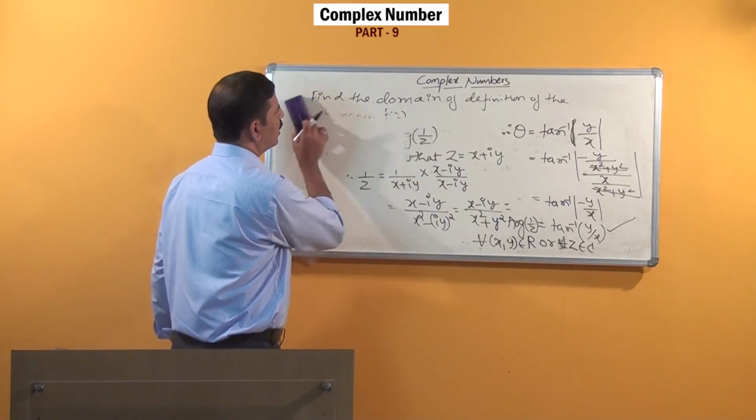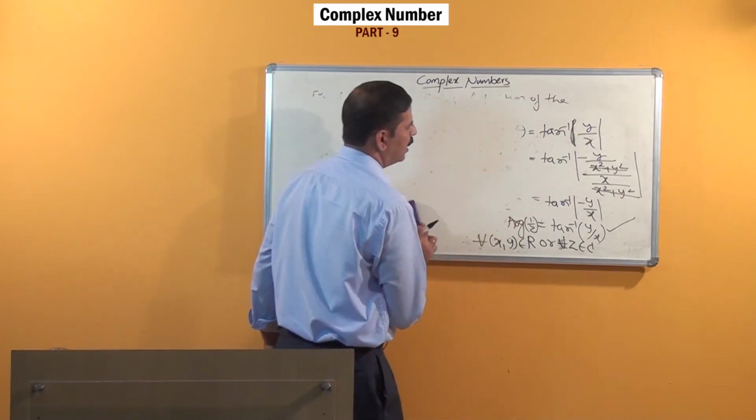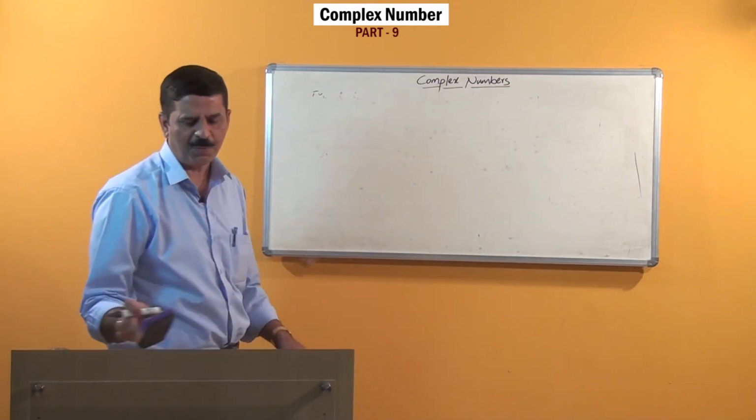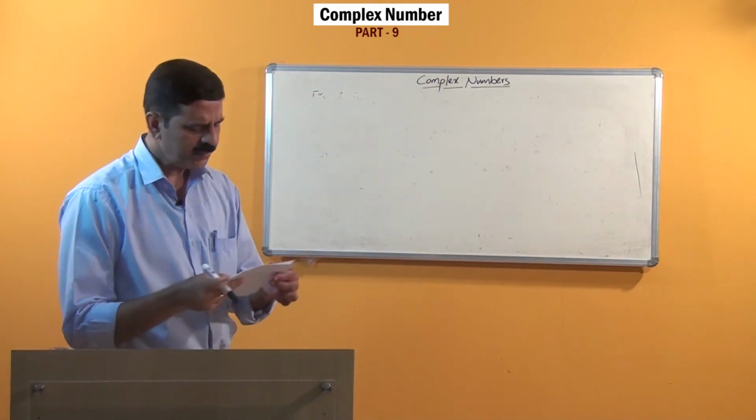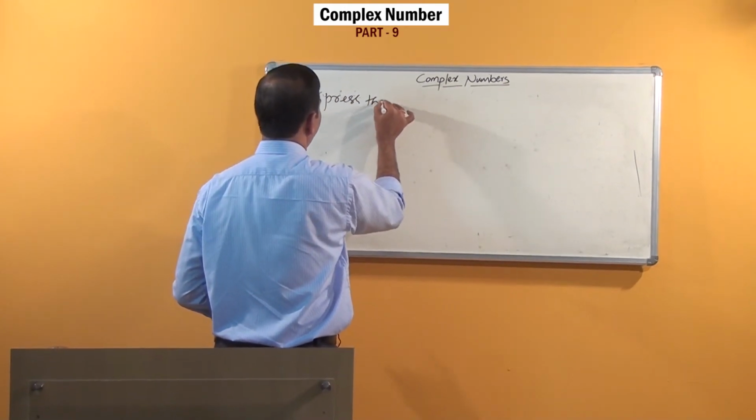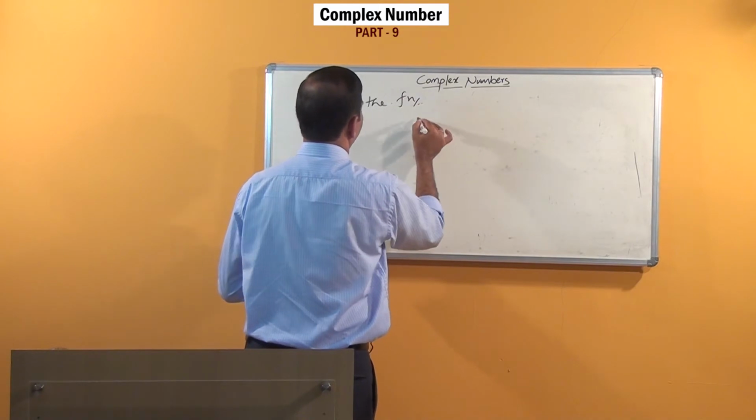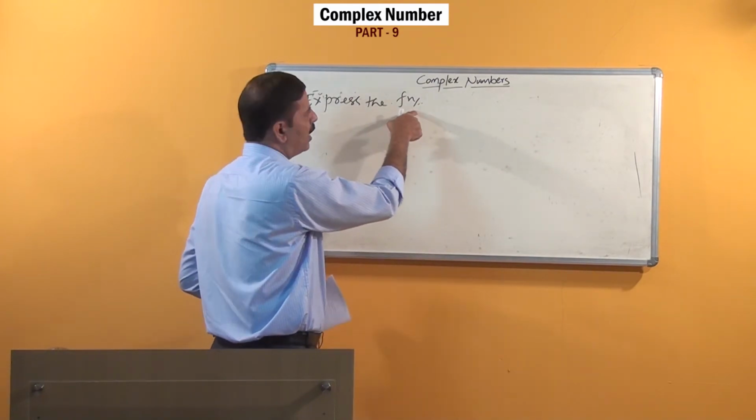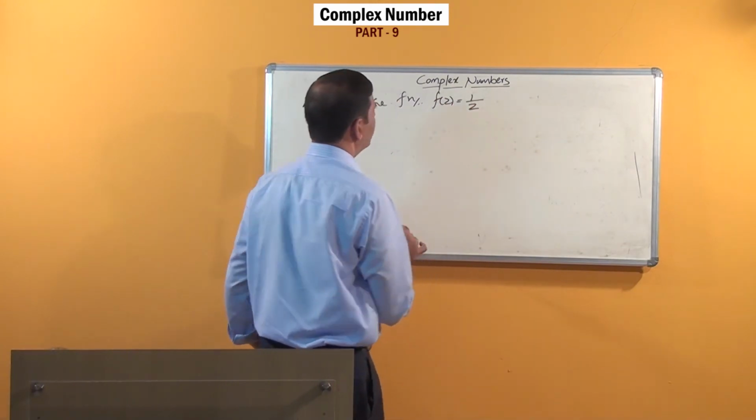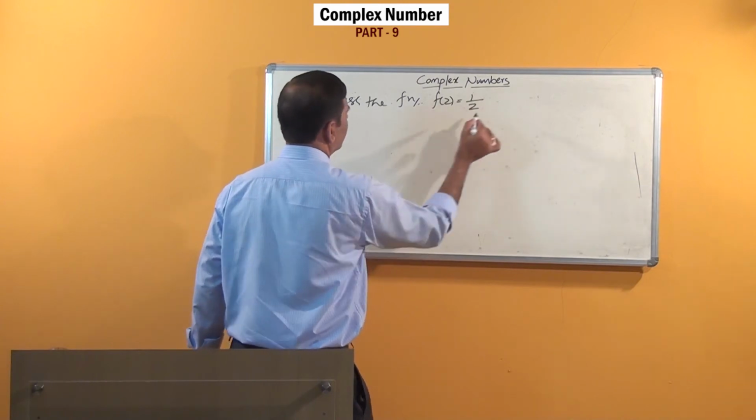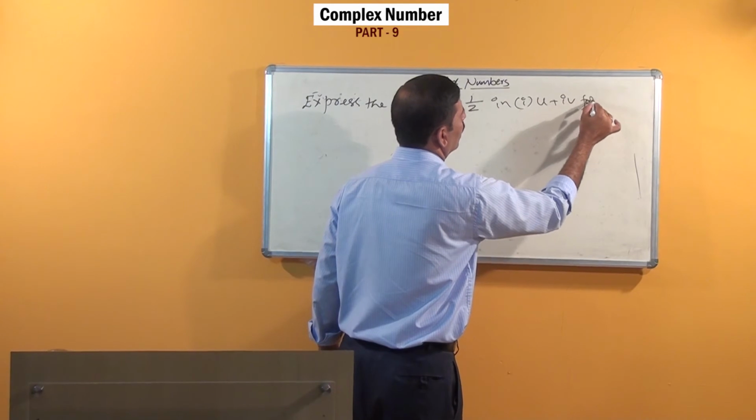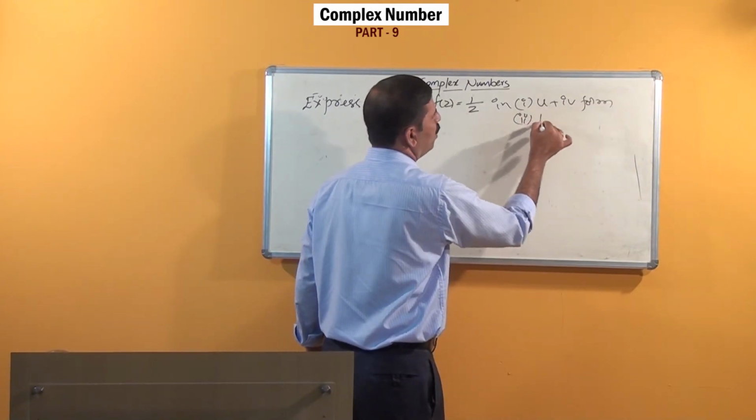So, these are the two problems that we have observed in the domain of the function. Now, another variety of problem: express the given function, I am writing in short as fn, function f of z equal to 1 by z, in two forms: one is u plus iv form and the second one is polar form.